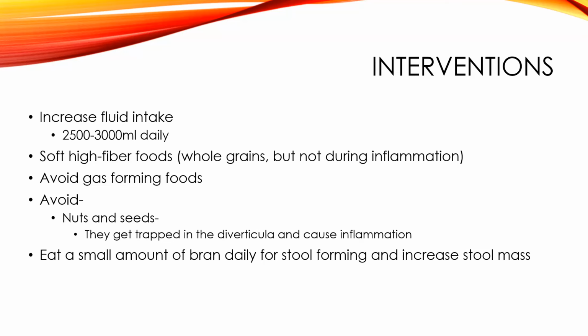Avoid gas-forming foods because that causes abdominal distension and pain. Avoid nuts and seeds because they tend to get trapped in the diverticula, and that's what actually causes the inflammation. Eat a small amount of bran daily, so that way you can, again, start to bulk the stools they actually have.